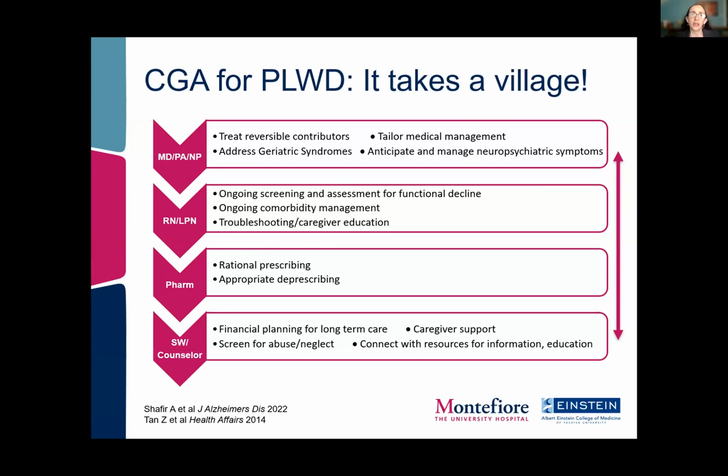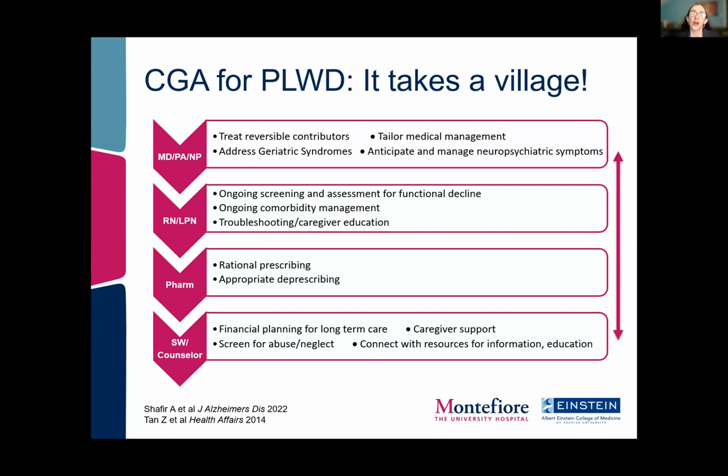So the MD, PA, or NP may be working on treating reversible contributors, addressing the geriatric syndromes, importantly, tailoring medical management of other medical conditions, and anticipating and managing neuropsychiatric symptoms. And of course, really what we find in our group is that the nurses and the social workers do a lot of this too. And there's this overlap and exchange between all the members of a high functioning team so that we really help and support and sometimes duplicate each other. And that duplication can be a good thing for patients.